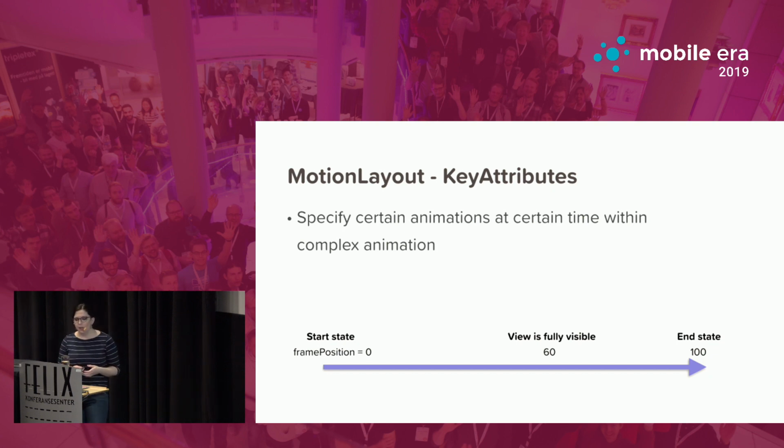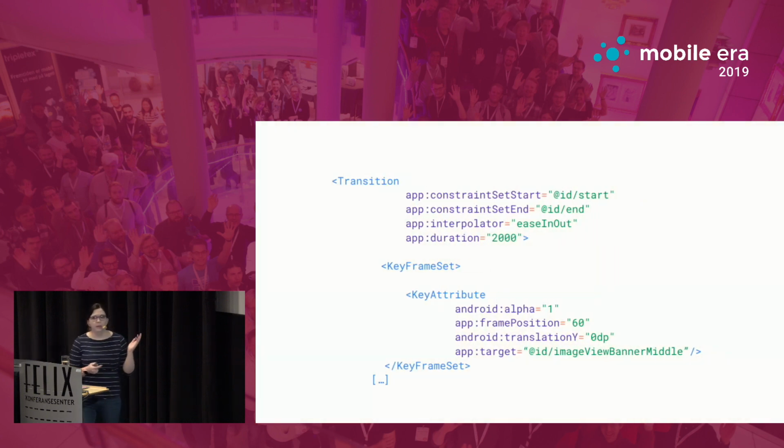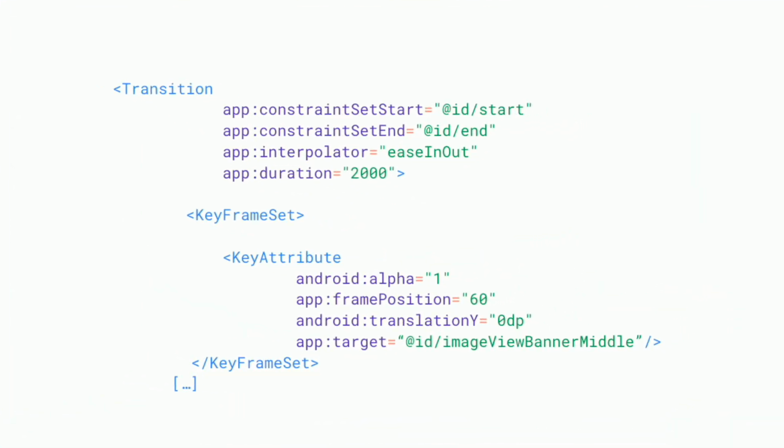So how do we actually do this? Well, within that transition object in the motion scene file, we would add this key attributes tag, and then you specify the frame position that it must happen at and what you want the target values to be at that point. So in this example, I want my image view that is called image view banner middle because it's very descriptive. And at 60% of this animation, I want my translation Y to be back to nothing, to be back at 0. So if there is something like -60 set on it, by 60% of the animation, it'll be fully animated and it won't move anymore, at least with this translation Y.